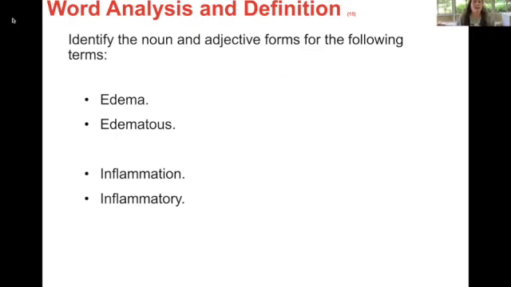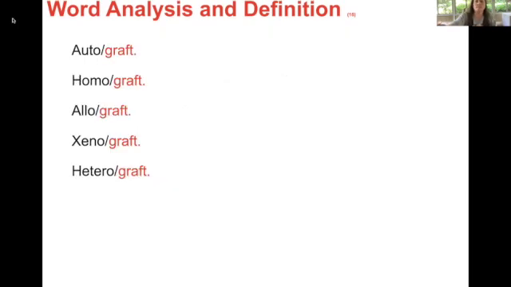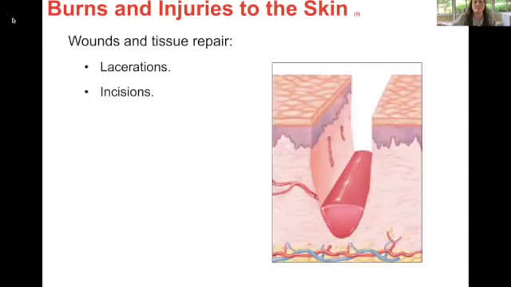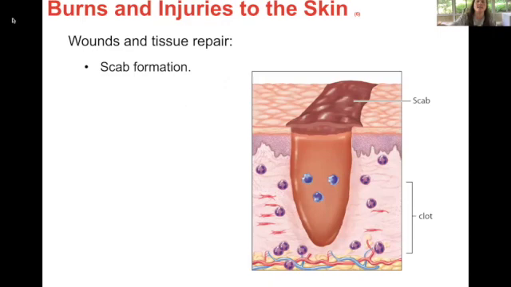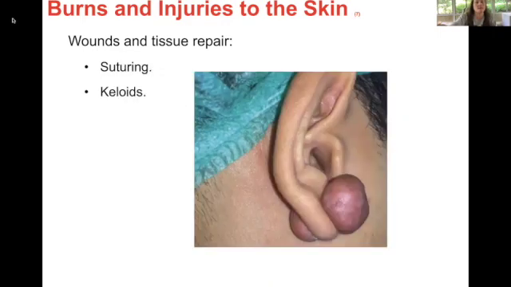Again, some more word analysis and definitions. Go ahead and practice on these as well. Figure out what each of these are. Talks about wounds and tissue repair, how the scab forms, suturing, and keloids. What you're seeing on this picture, that part on the ear, that's a keloid.